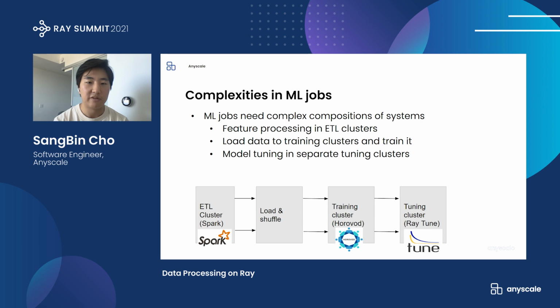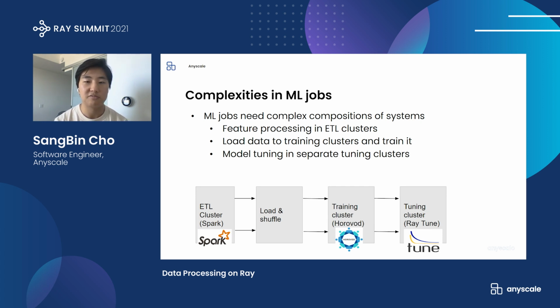In modern ML infrastructure, there is a lot of complexity in composing different types of workloads in different specialized systems. For example, this is one I have actually seen in the industry. First, it needs to run ETL jobs using a Spark cluster, and load and shuffle the data to the training cluster, which for example can use Horovod. And after that, it uses a different type of system to run hyperparameter tuning. For example, in this case, people can use Ray Tune and Ray for hyperparameter tuning.